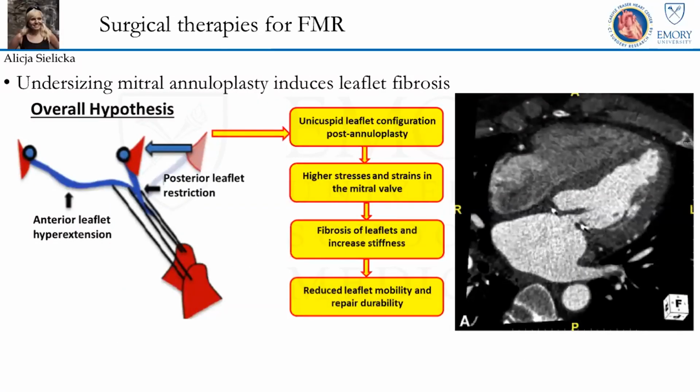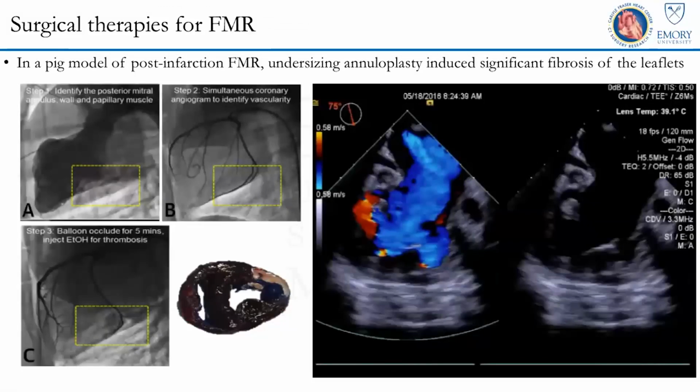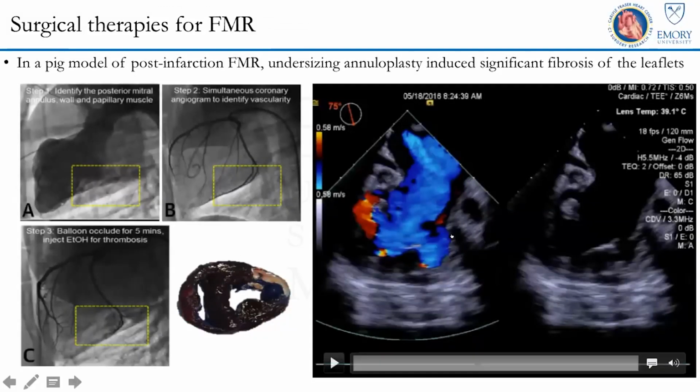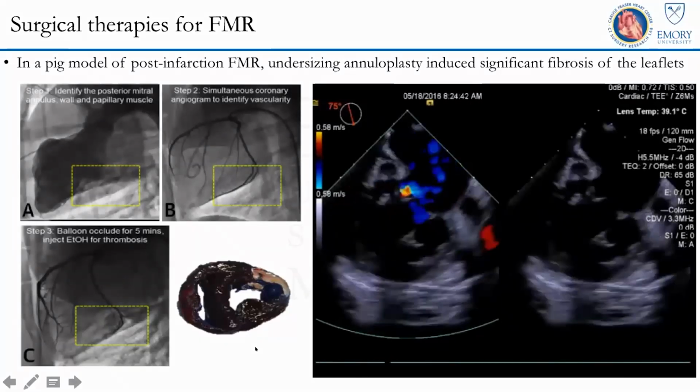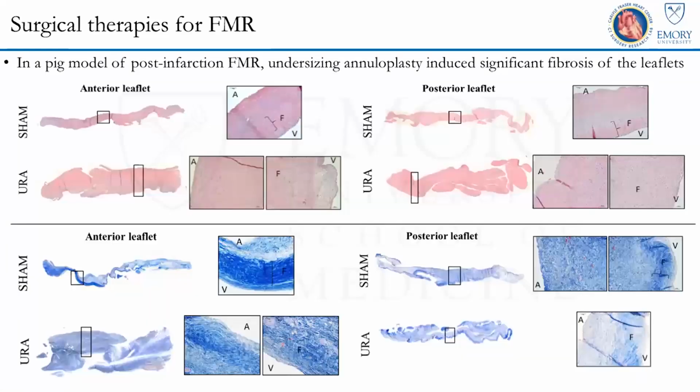The other aspect is when you have a tethered mitral valve geometry, there is a high possibility that these leaflets are remodeling over time and contributing to repair failure by undergoing thickening and stiffening of the leaflets. So what we had done is we developed a pig model of percutaneous myocardial infarction, which results in functional mitral regurgitation. And after this regurgitation developed, we performed annuloplasty in some animals versus not in other animals. And we let them go for about 3 to 4 months.